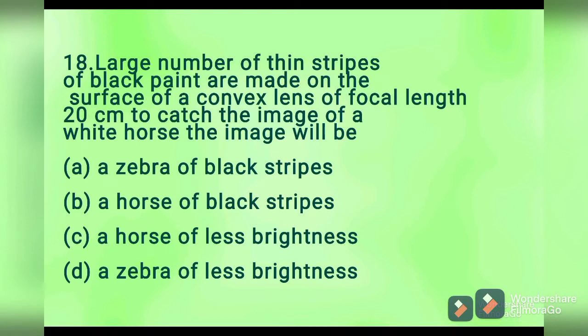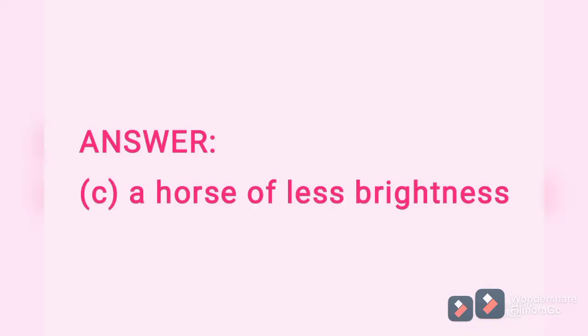18th question. Large number of thin stripes of black paint are made on the surface of a convex lens of focal length 20 cm to catch the image of a white horse. The image will be: option A, zebra of black stripes, option B, a horse of black stripes, option C, a horse of less brightness, option D, a zebra of less brightness. And the answer is option C, a horse of less brightness.